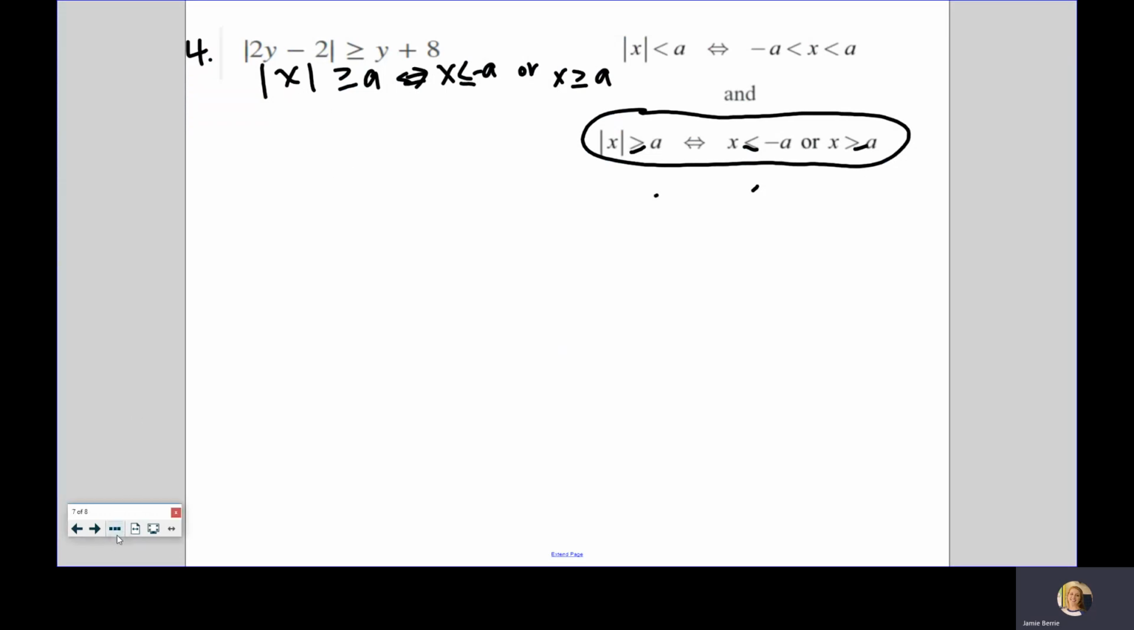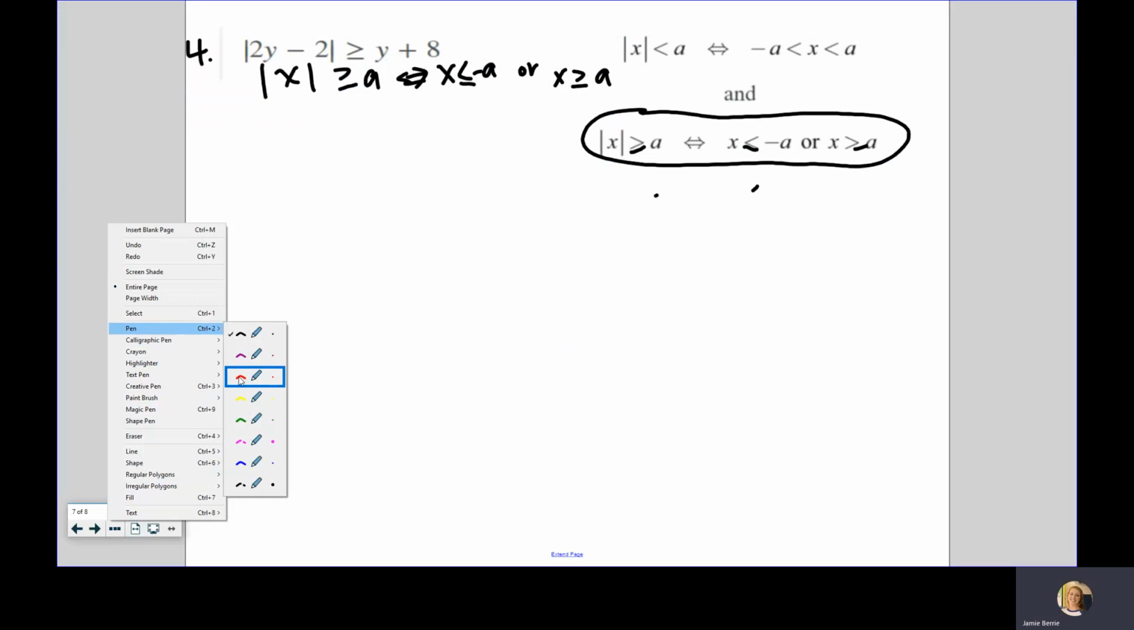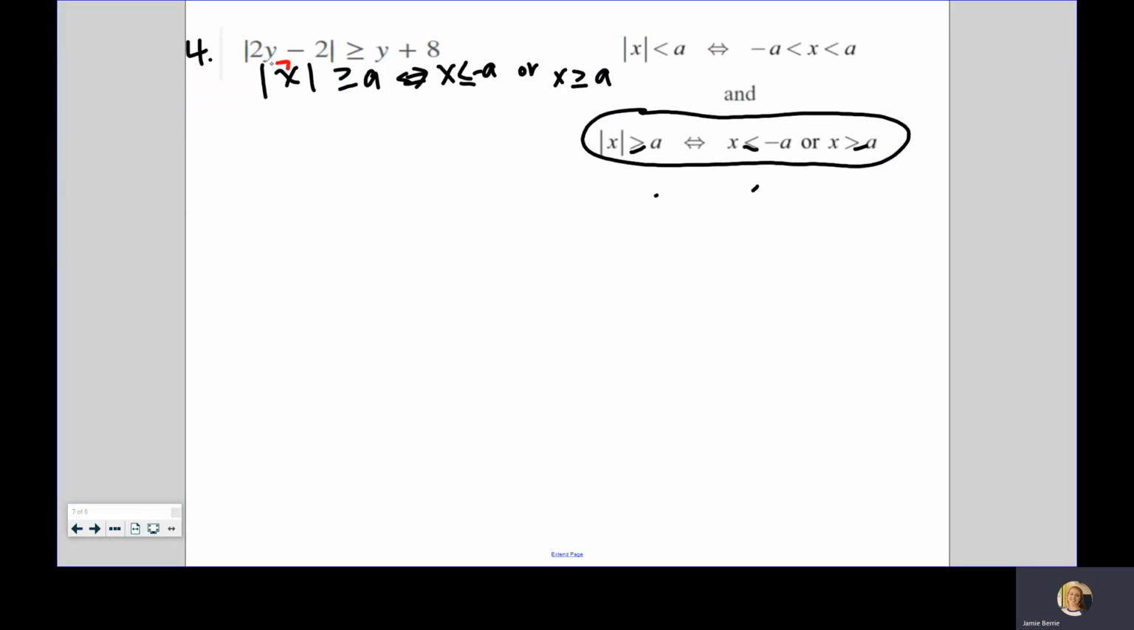So as you can see, here x is getting replaced by 2y minus 2. And then a, nope, still can't see my cursor. A is getting replaced by y plus 8.